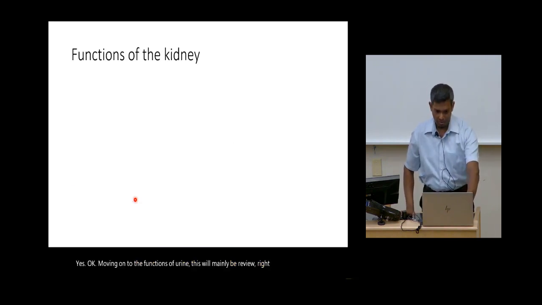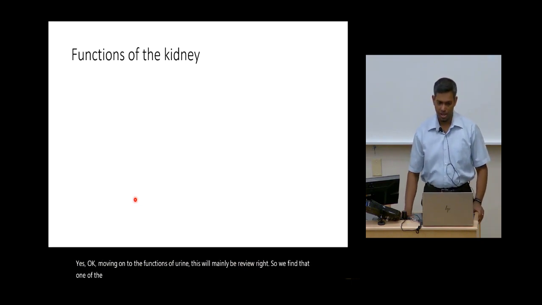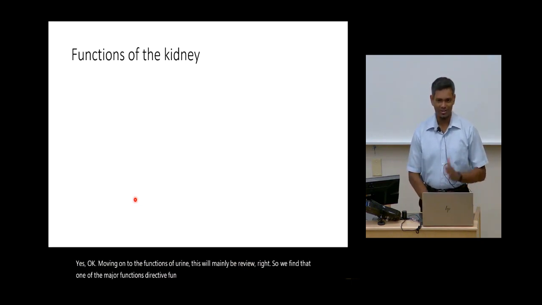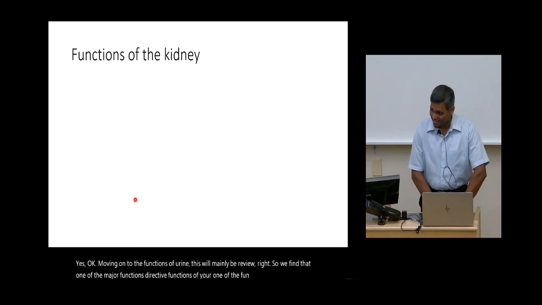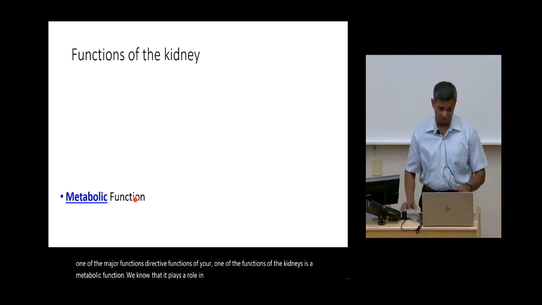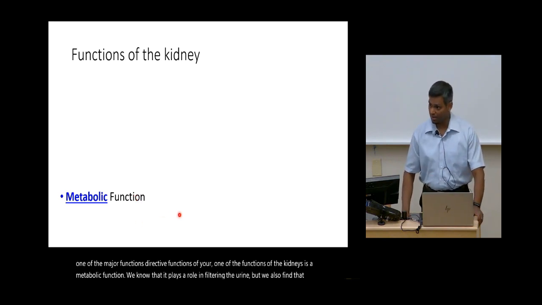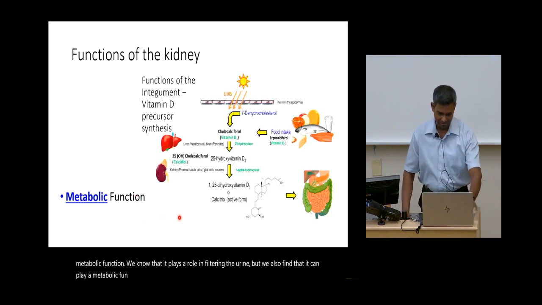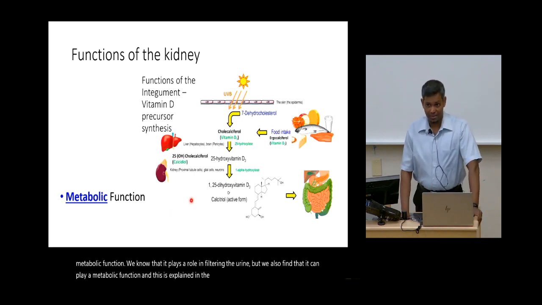So one of the major functions, did I say functions of urine? No. One of the functions of the kidneys is a metabolic function. We know that it plays a role in filtering the urine, but it can also play a metabolic function, and this is explained in the synthesis of vitamin D.